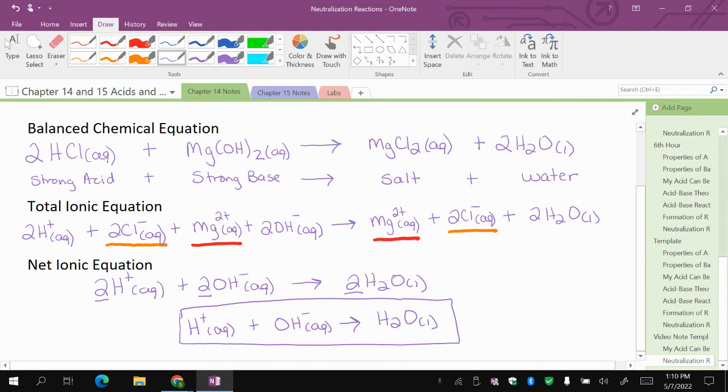So if you're given a strong acid, strong base, you should know that the products are salt and water. You should be able to balance the equation, write the total ionic equation, and then remove the spectator ions and write the net ionic equation.